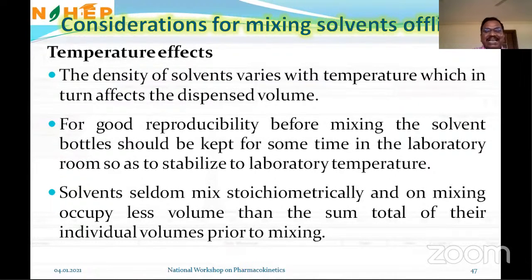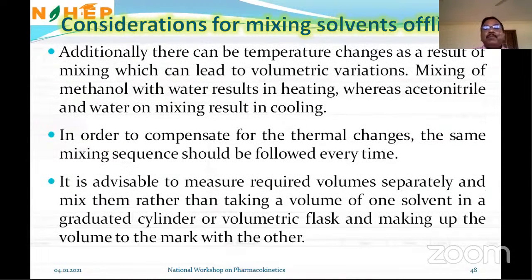Solvents seldom mix stoichiometrically. On mixing, they occupy less volume than the sum total of their individual volumes, because on mixing there is definitely a change in the volume. Volume may be increased or volume may be reduced. Additionally, there can be temperature changes as a result of mixing, which can lead to volumetric variation.